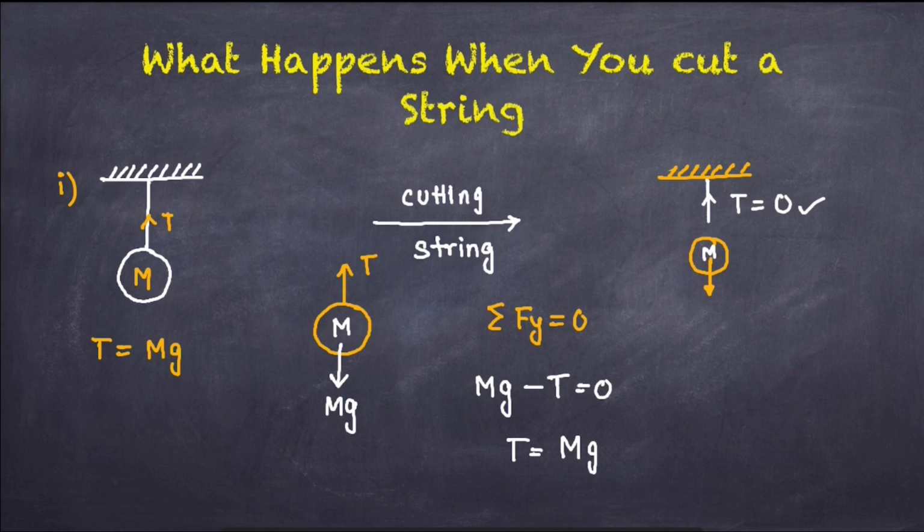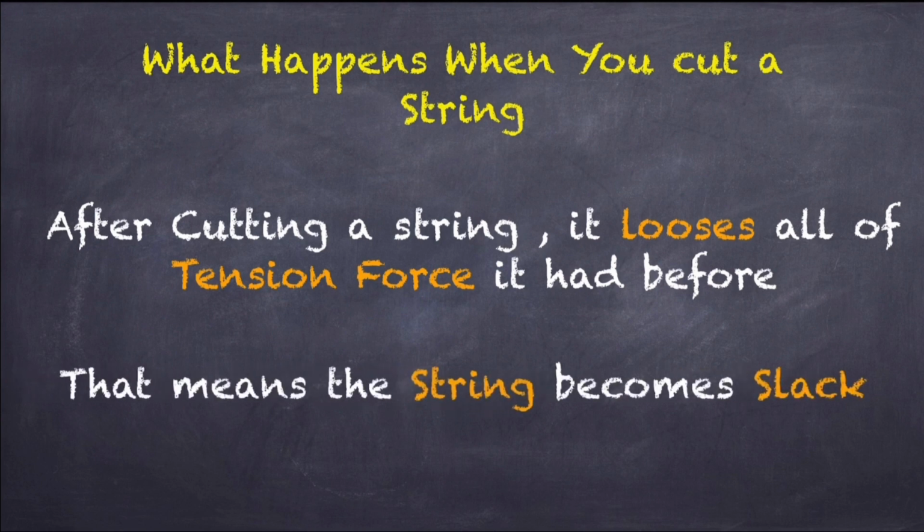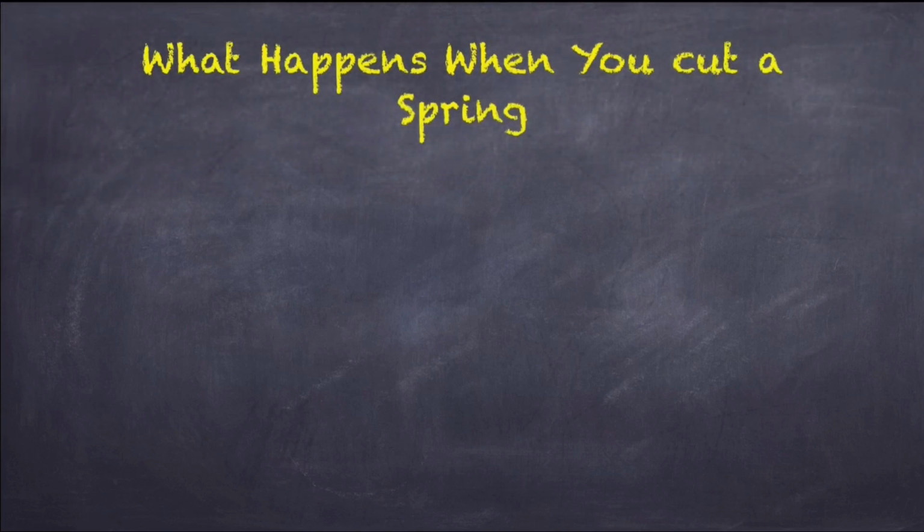In the first condition T is equal to mg, and in the second condition T is equal to 0. So after cutting a string, it loses all of the tension force it had before. In other words, we can say that the string becomes slack. So what happens when you cut a spring?